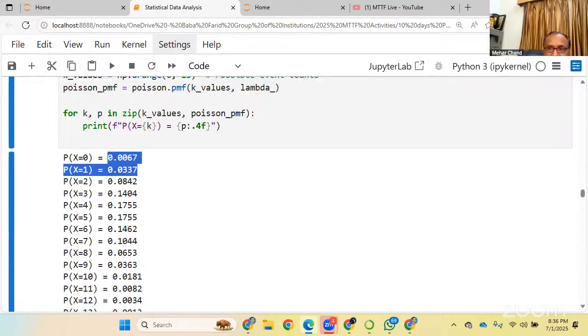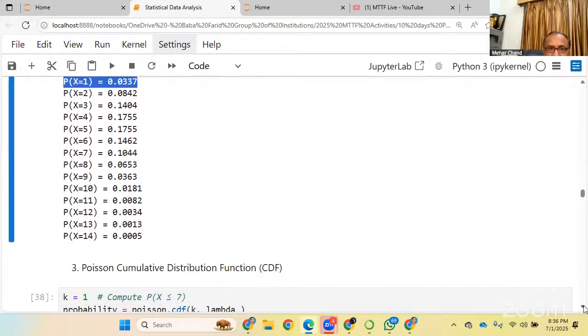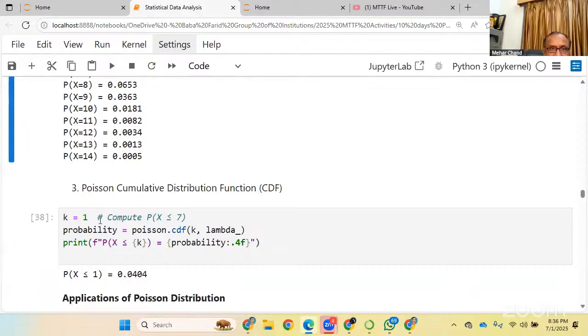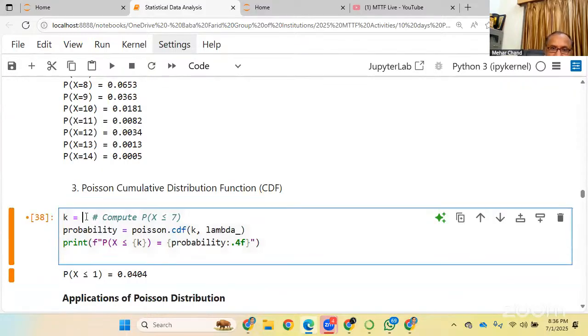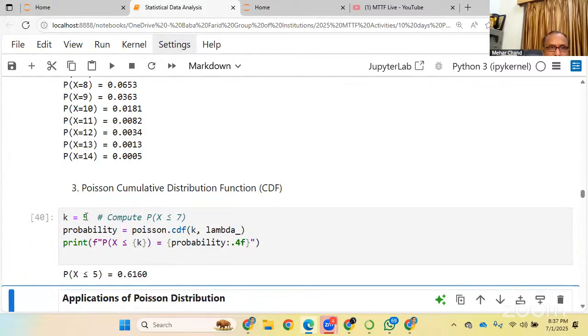Similarly, when you take here 5, this will calculate the probability for all those values which are less than or equal to 5, for 0, 1, 2, 3, 4, 5. This is the total here.